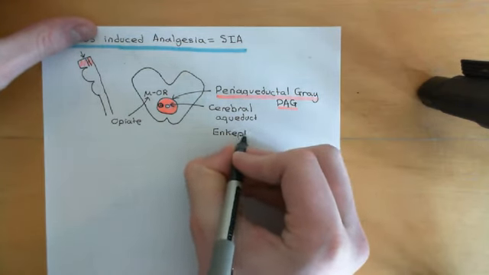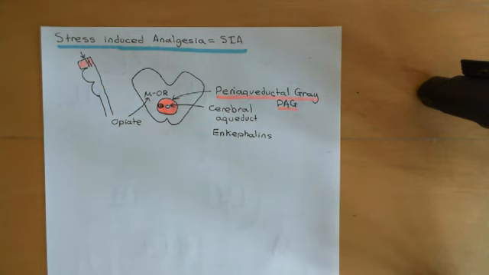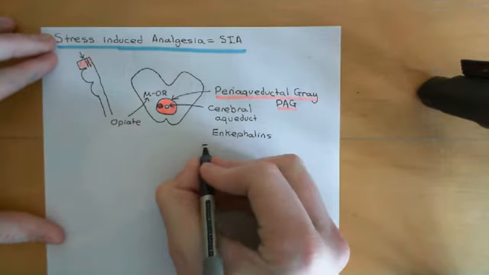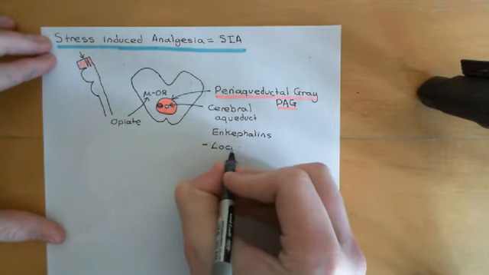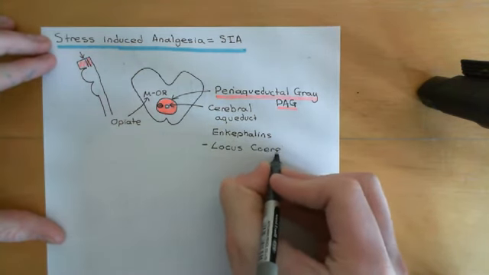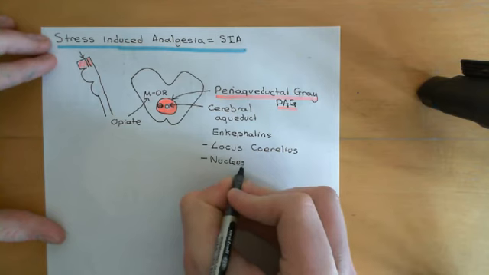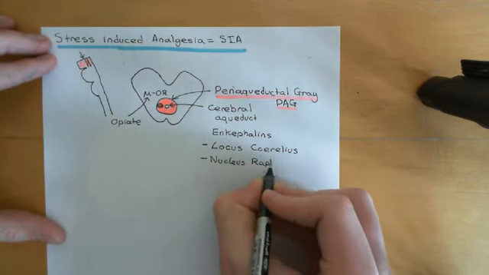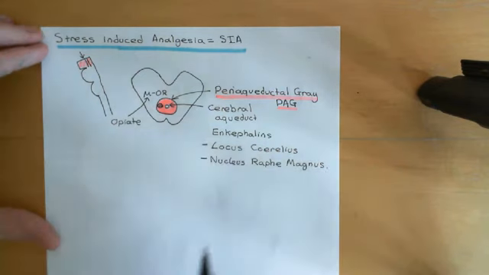They send projections out of the periaqueductal grey to two other important structures that are going to be involved in this stress-induced analgesia. So let's now discuss these next two structures. The periaqueductal grey is going to send projections to two other areas that are important in this stress-induced analgesia. One is what's known as the locus coeruleus, and the other is known as the nucleus raphe magnus. I want to show you where these two structures are in the brainstem and then what they're going to do. Right, so we'll start off with the locus coeruleus.